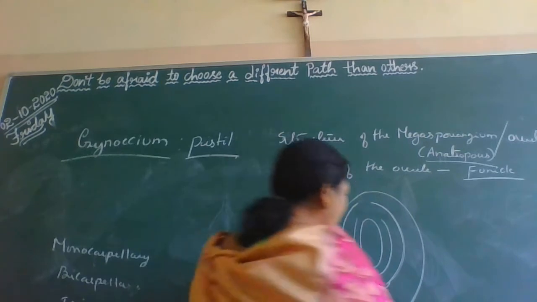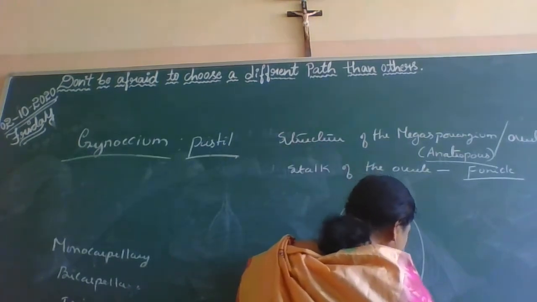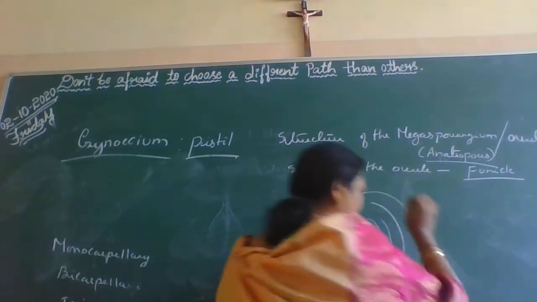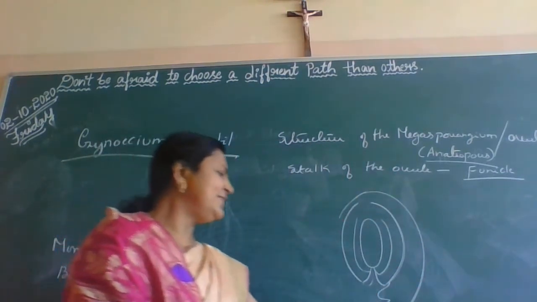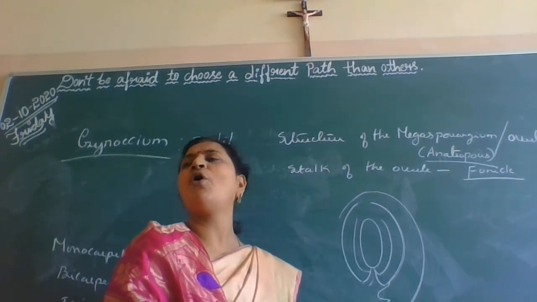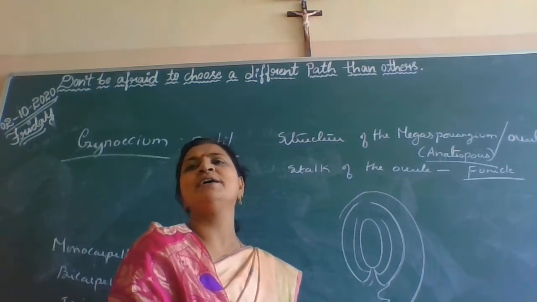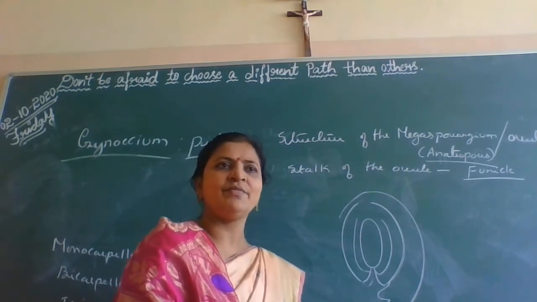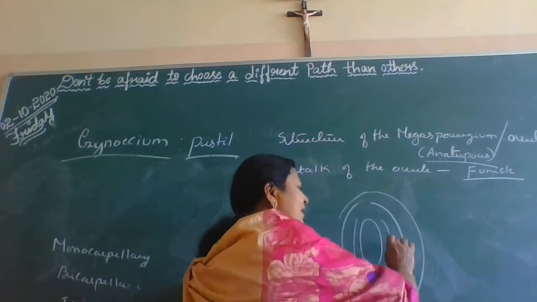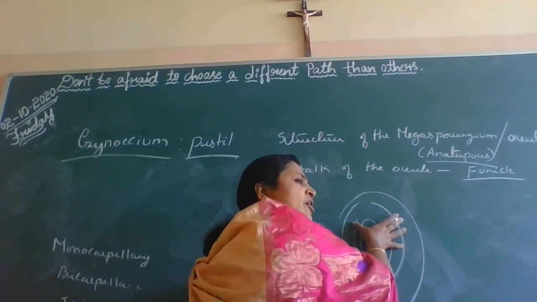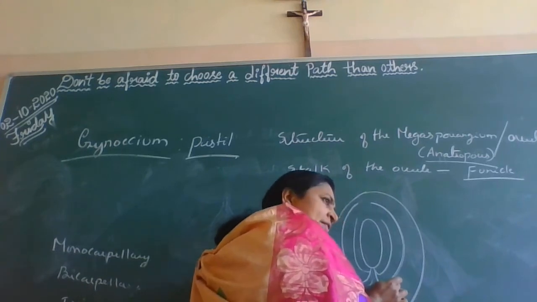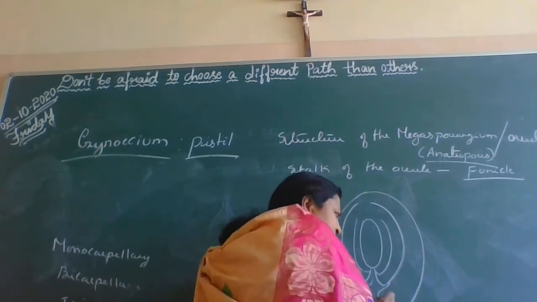So this is called as what? Funicle. What is funicle? The stalk of the megasporangium or ovule is called as funicle. Now, look here. Now, this is the what? Body of the ovule. The body of the ovule, this fused with this funicle.